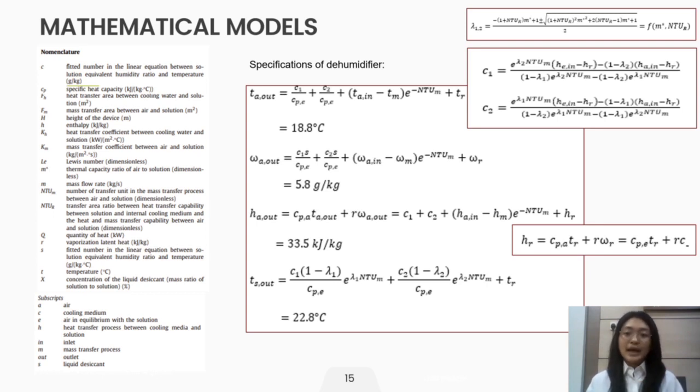The enthalpy and temperature of liquid desiccant solution at outlet of the dehumidifier are 33.5 kJ per kg and 22.8 degrees Celsius respectively, by using the derived mathematical models.